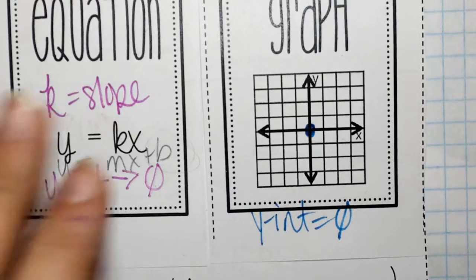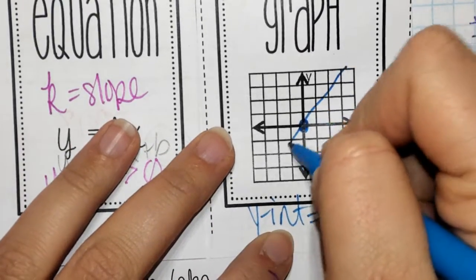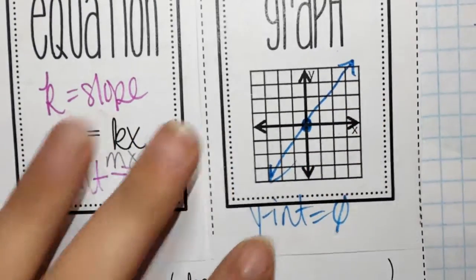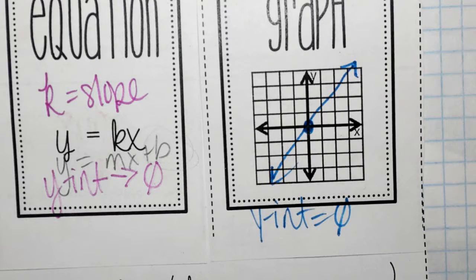So if it is a direct variation, it's going to look like these. It is a straight line because the slope is constant and it passes through the origin.